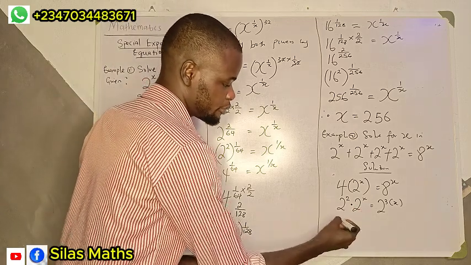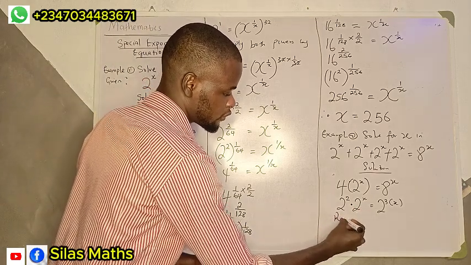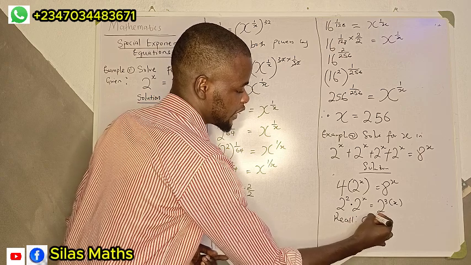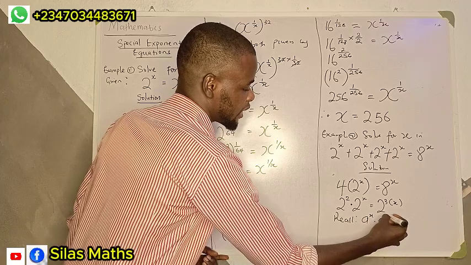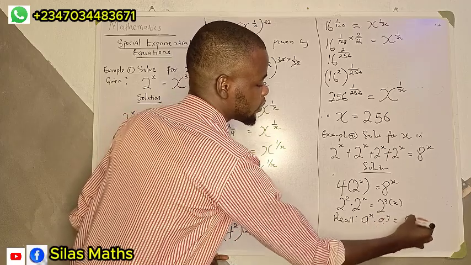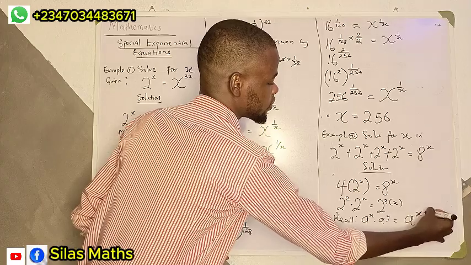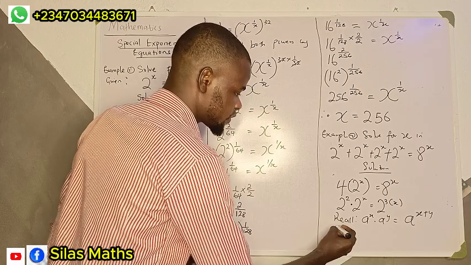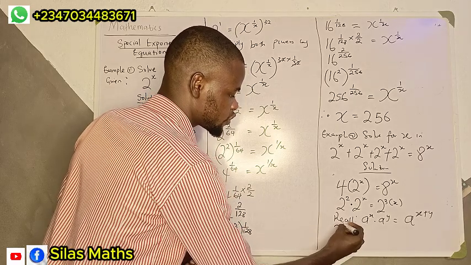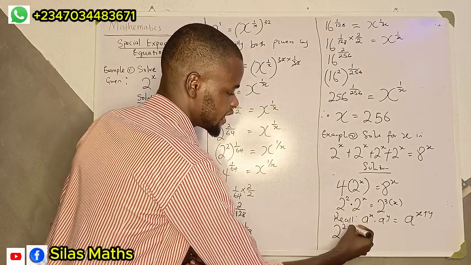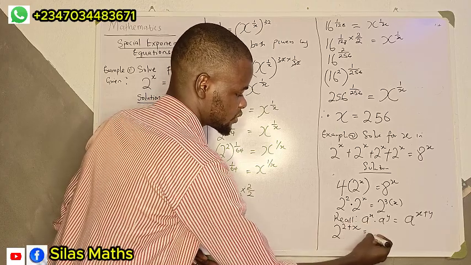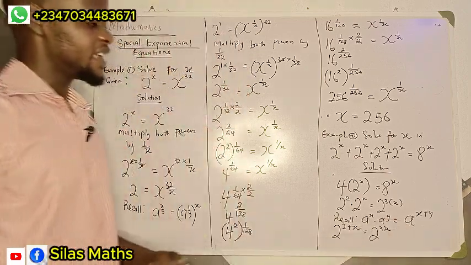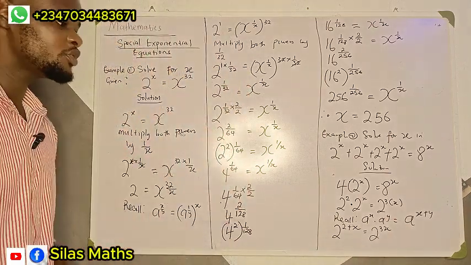So applying the product law, recall that when we have a to the power of x times a to the power of y, we add their powers, so we have x plus y. I'm going to apply that here. So this becomes 2 to the power of 2 plus x, equal to 2 to the power of 3x.